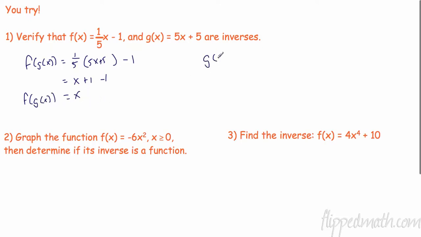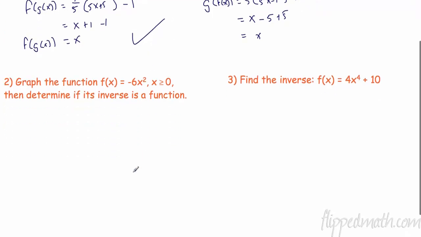Now remember, you need to do g of f of x. So we're going to plug our f into the x here. In this case, it's 5 times 1/5 x minus 1. 5 times 1/5 is 1x. 5 times negative 1 is negative 5. Plus 5, that gives me x again. So indeed, they are inverses of each other.